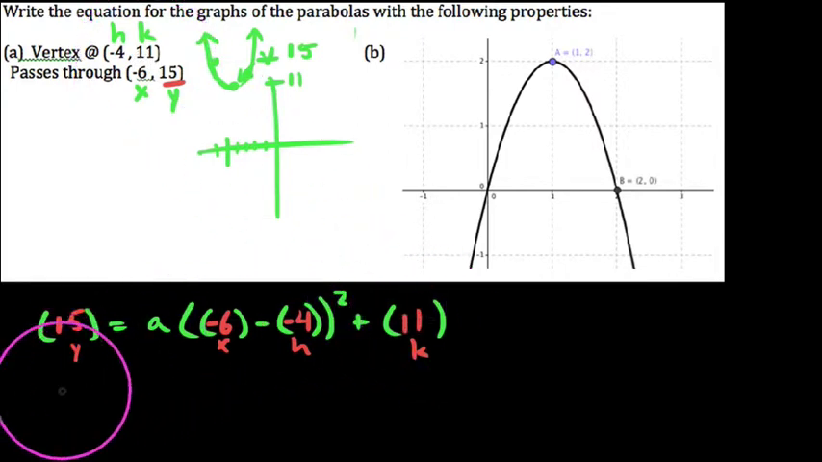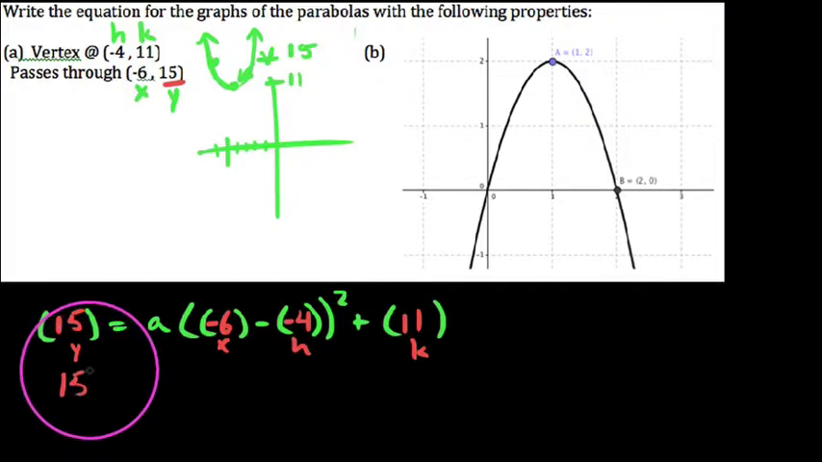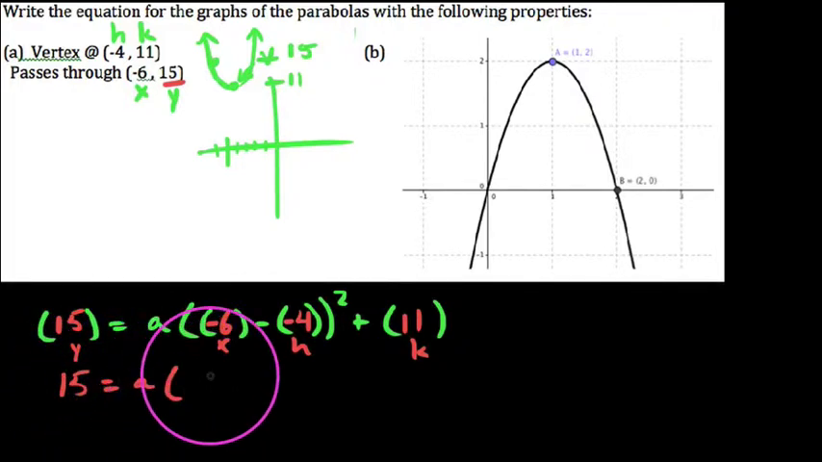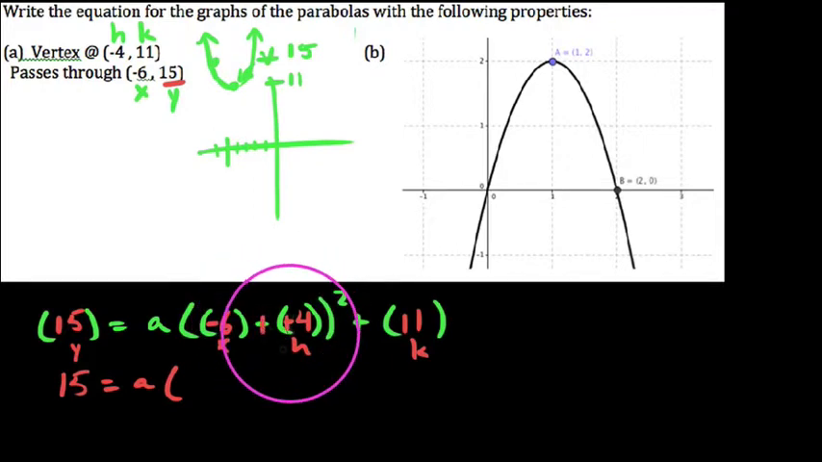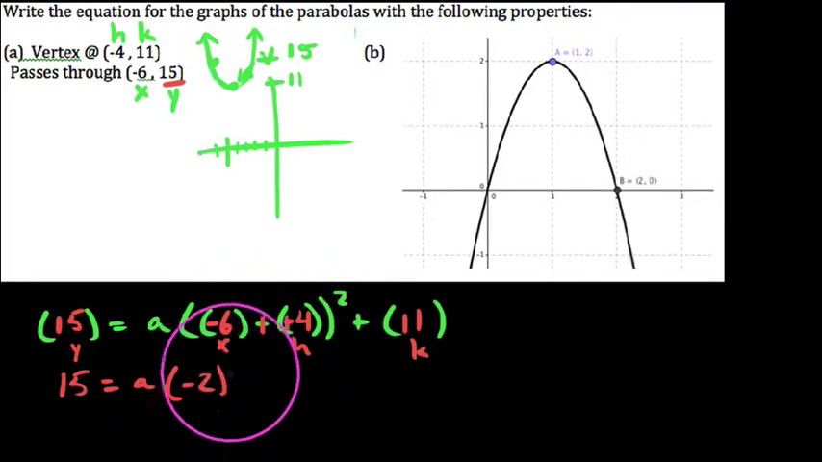And so simplifying this, we'll clean it up a bit. We say 15 equals a times the quantity -6, take away -4, same as -6 plus 4, is -2, and that's being squared.